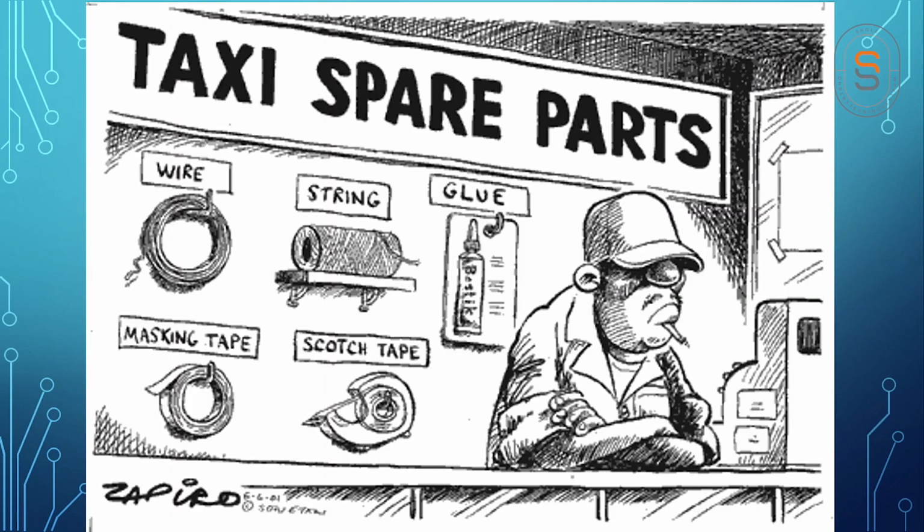Now, the first example we look at is from one of the most famous satire cartoonists, Zapiro. If we have a look at it, it's Taxi Spare Parts, and there's the salesperson, and behind him are the things that are on sale. It's wire, string, glue, masking tape, and scotch tape. So everything that is not supposed to be spare parts. So we can see from this cartoon that he is actually saying that taxis are not roadworthy.